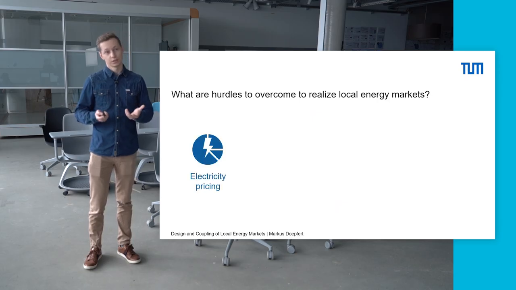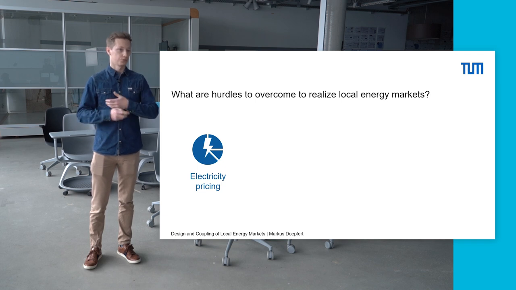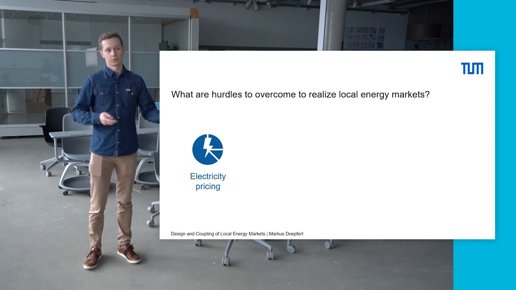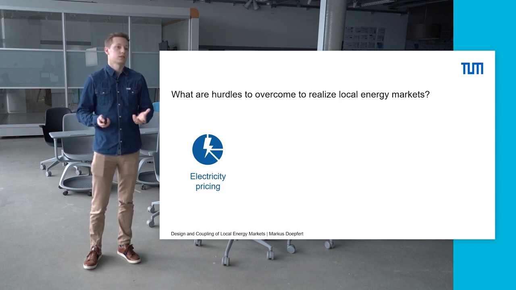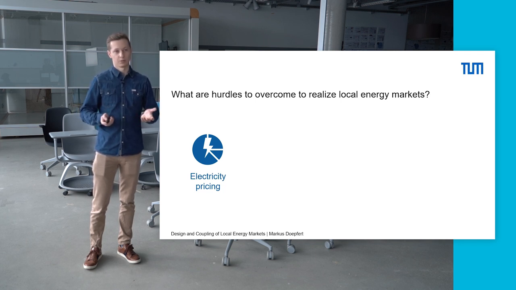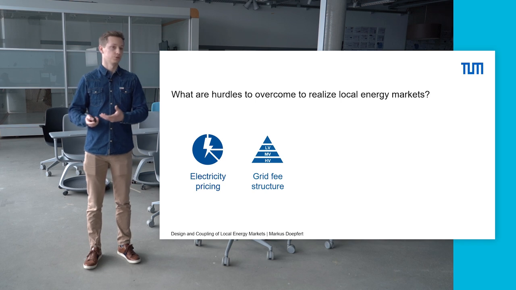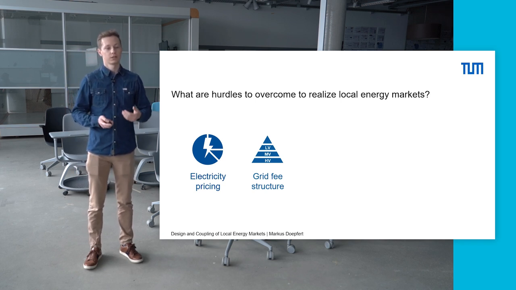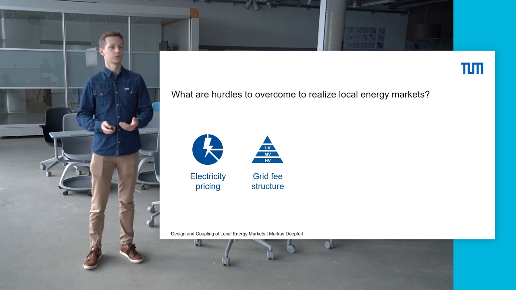But to this day, there are still some hurdles to overcome to realize local energy markets. On the one hand, we have electricity pricing. These days, households usually have one fixed electricity price throughout the year. So it does not matter where the energy is generated or consumed, so the distance, or at what time it is consumed. When there's a lot of energy available or very little, you still pay the same amount. The same goes for the grid fee. You pay one amount, but the structure is also very counterintuitive to the concept of local energy markets, because grid fees are paid depending on the voltage level that you use, but they're always added on. So the low voltage consumer always also pays the high voltage and the medium voltage grid fees.